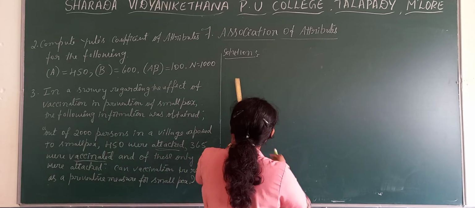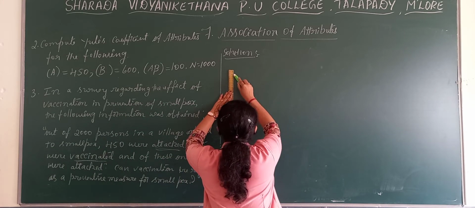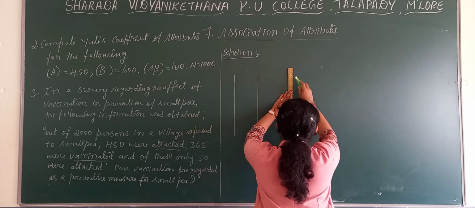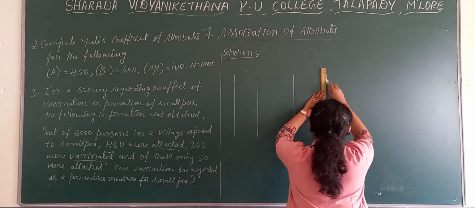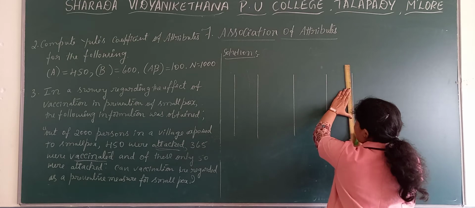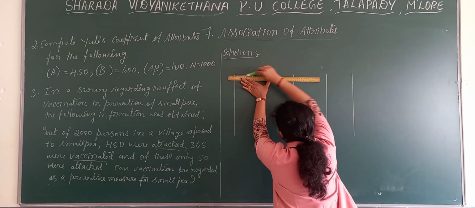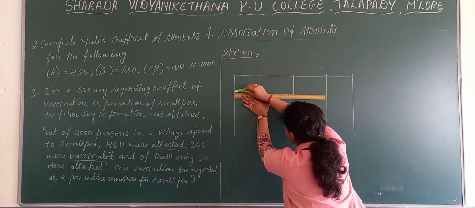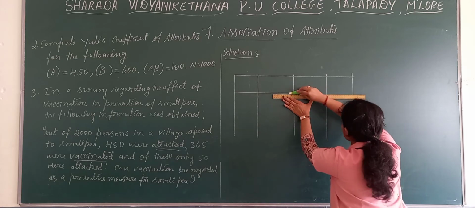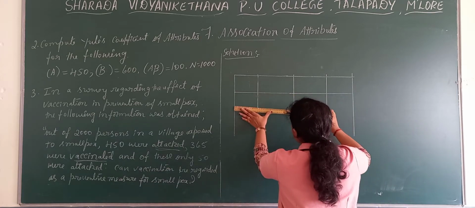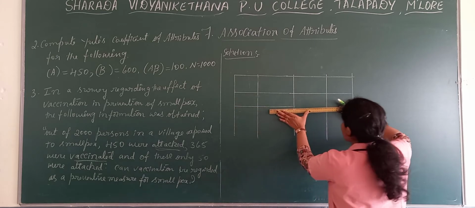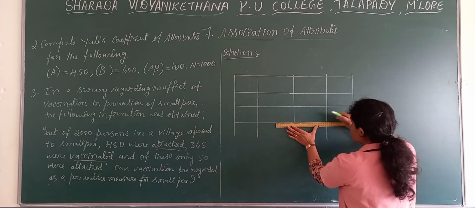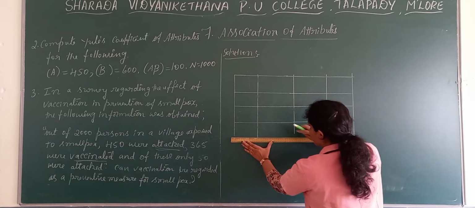Now firstly, we'll draw the contingency table based on the attributes they have given. This is similar to previous problem, but in the previous problem they have not given which are those two attributes. They have directly given the values of A as well as B and the class frequencies, but in this case you have to find out which are the two attributes, and based on that you have to draw the table.